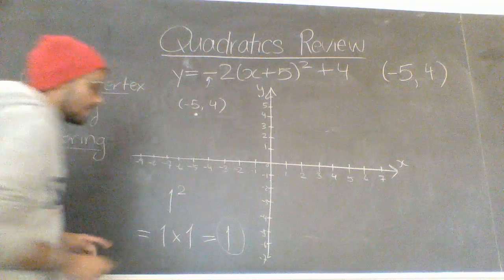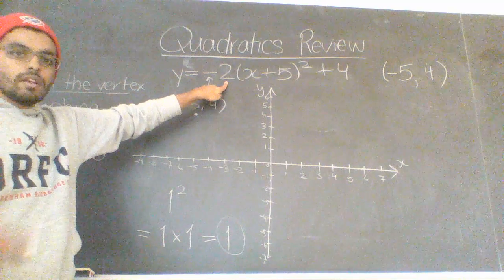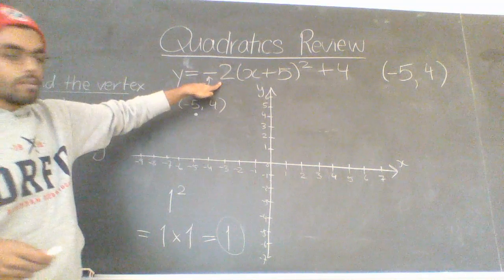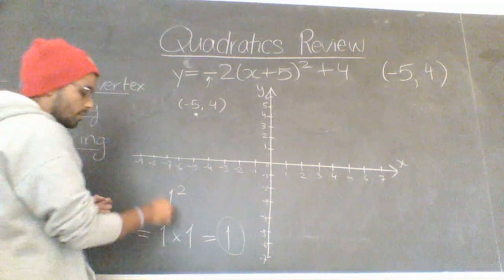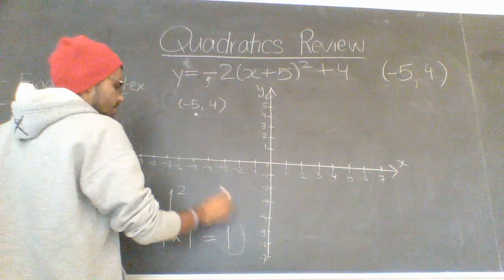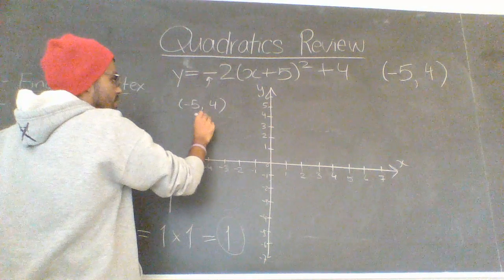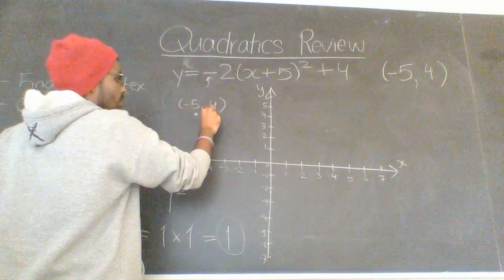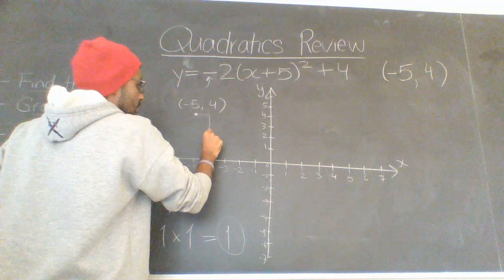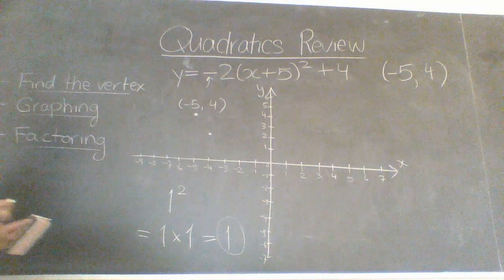But now we have to remember that we've got a 2 up here, and we have to multiply this number by that number. So we got 1 squared, 1 times 1 equals 1, but now we have to double it. So it actually becomes 2, and because of the negative sign, we're going 2 units down. So we go 1 unit over, 1 unit down, and then a second unit down, and we plot our point right there.